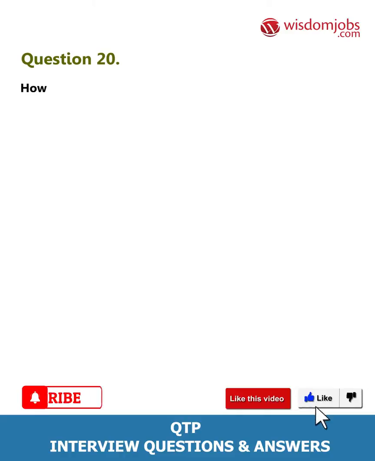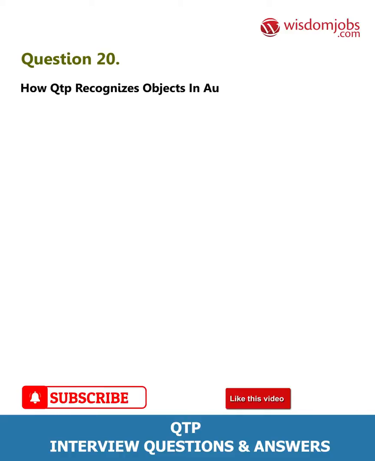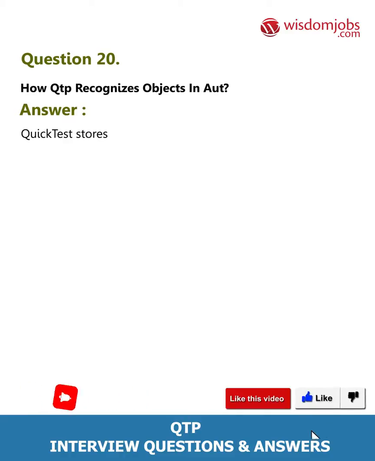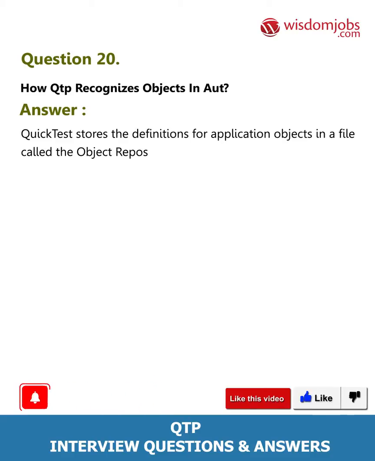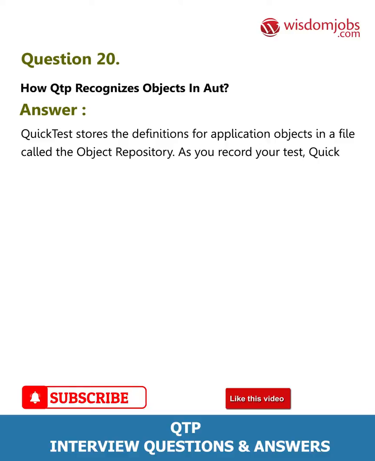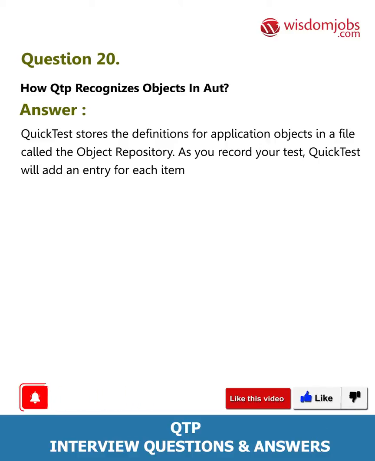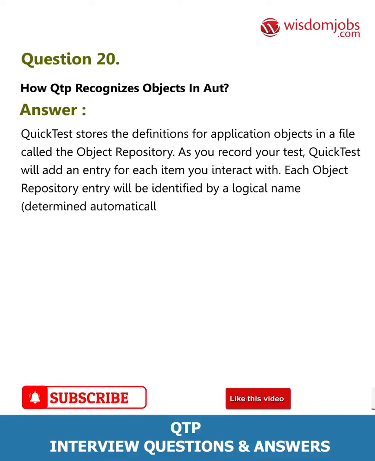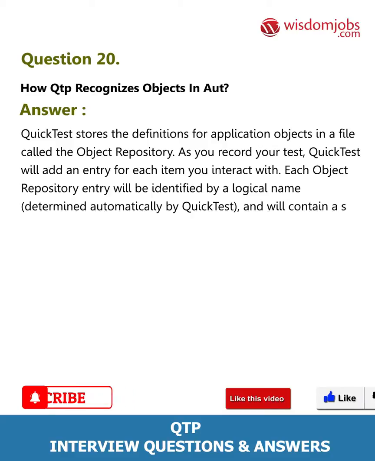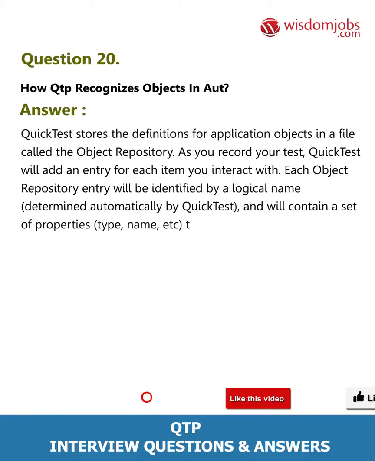Question 20. How does QTP recognize objects in AUT? Answer. QuickTest stores the definitions for application objects in a file called the object repository. As you record your test, QuickTest will add an entry for each item you interact with. Each object repository entry will be identified by a logical name determined automatically by QuickTest, and will contain a set of properties, type, name, etc., that uniquely identify each object.